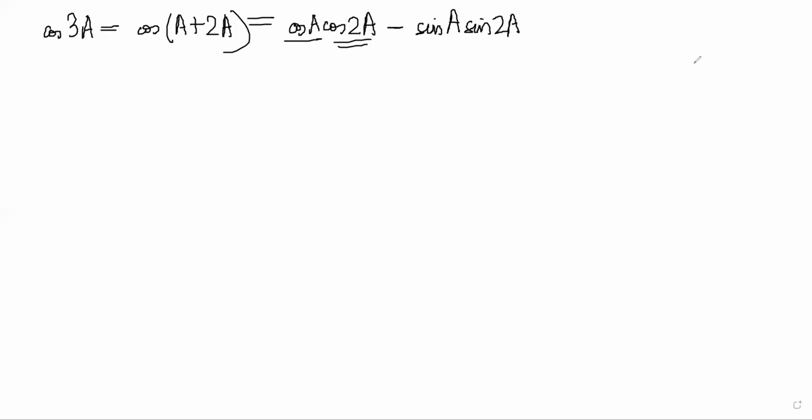Cos 2A. Cos 2A can be written in 3 ways: cos square minus sin square, 1 minus 2 sin square, and 2 cos square minus 1, right? So I will write it as 2 cos square minus 1 because it doesn't involve any sine. Now I have a cos formula. I want it in terms of cos.